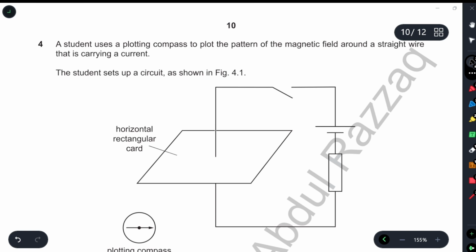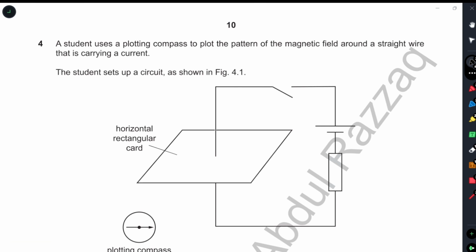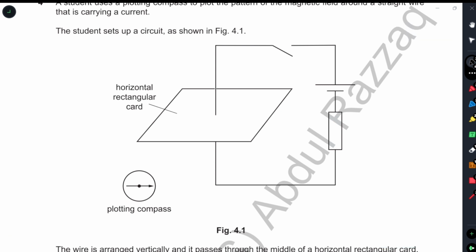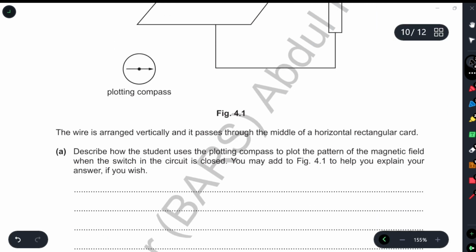राइट. Going on to the next question, I'm guessing this should be the last question. Uses a plotting compass to plot the pattern of the magnetic field around a straight wire. Right hand rule, concentric circles. I hope that these things ring a bell. The student sets up the circuit as shown in figure 4.1. आपको याद होना चाहिए कि the magnetic field of a current carrying wire is found using the right hand rule. And right hand rule में भी फिर आपको याद होना चाहिए कि जो pattern बनेगा that's going to be concentric circles. Alright, so I hope that everyone remembers that.